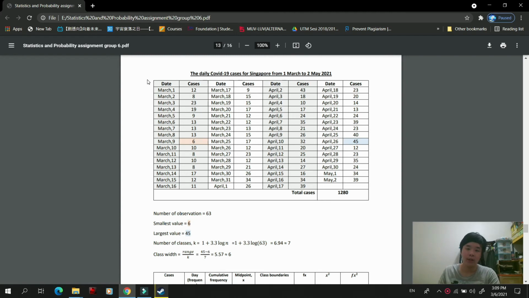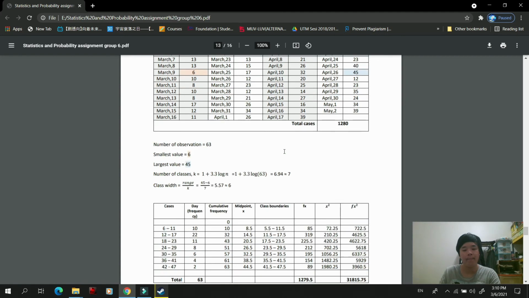The data we collected starts from 1 March to 2nd May 2021, and this is the data. As you can see, the smallest value of the COVID cases in Singapore is 6, on the 9th of March, and the largest value found in Singapore is 45 cases, on the 26th of April.